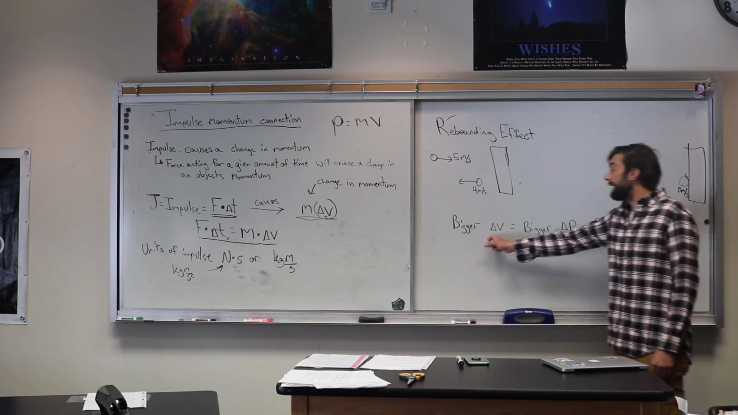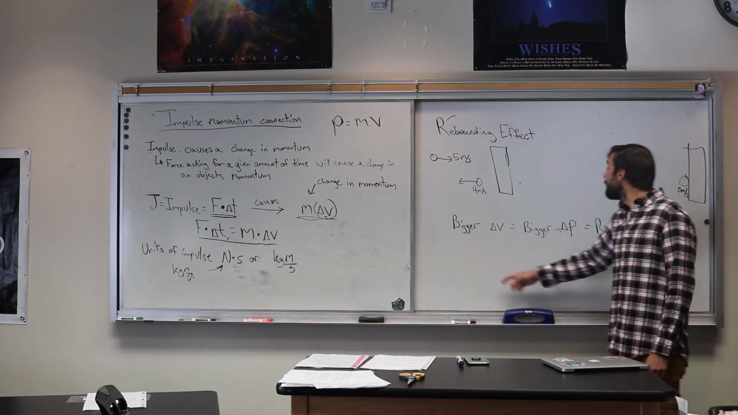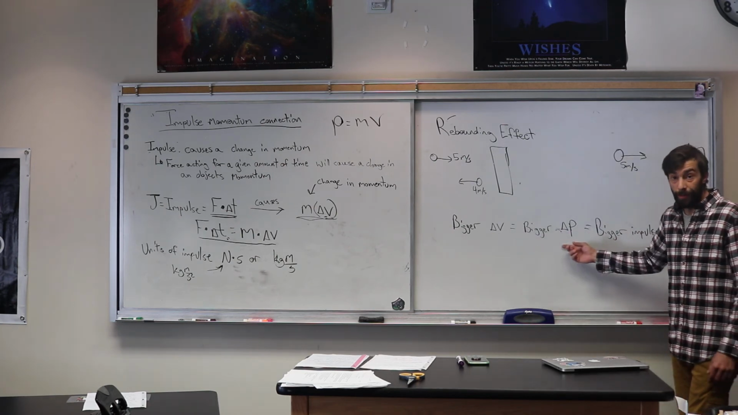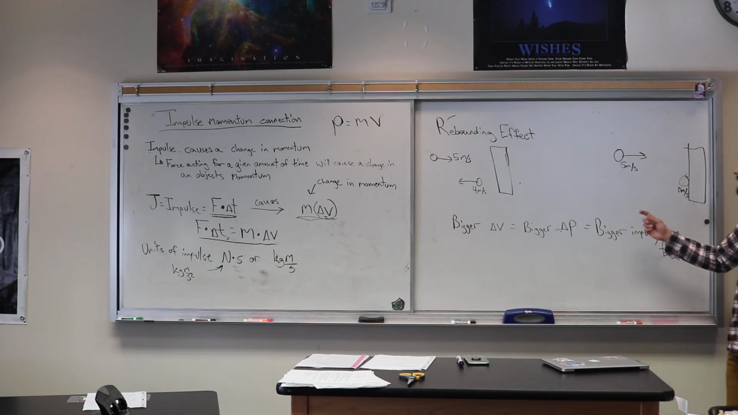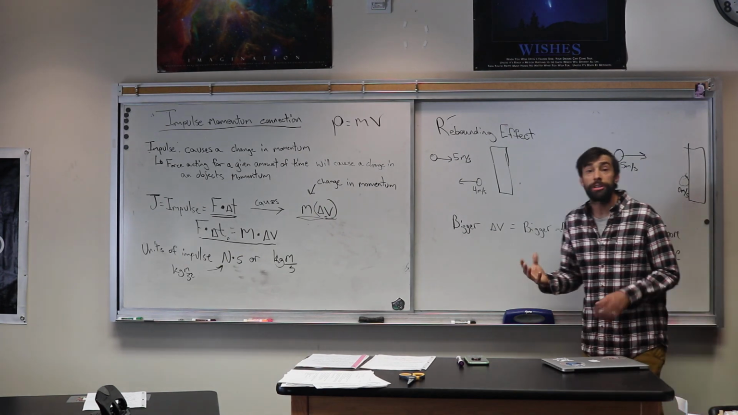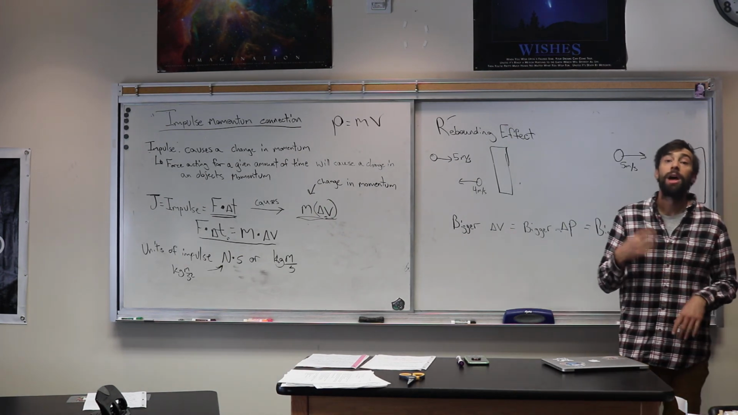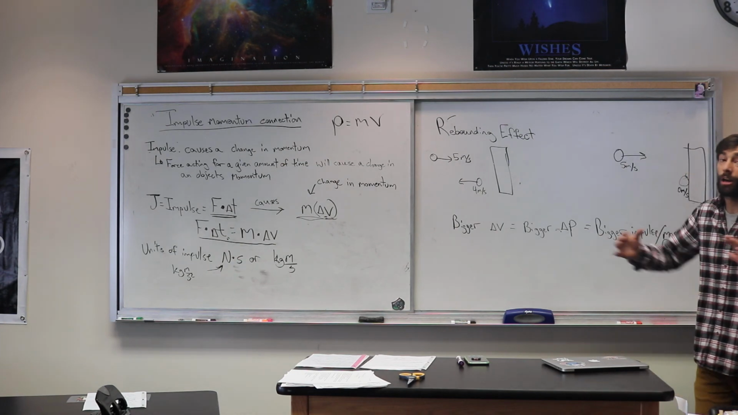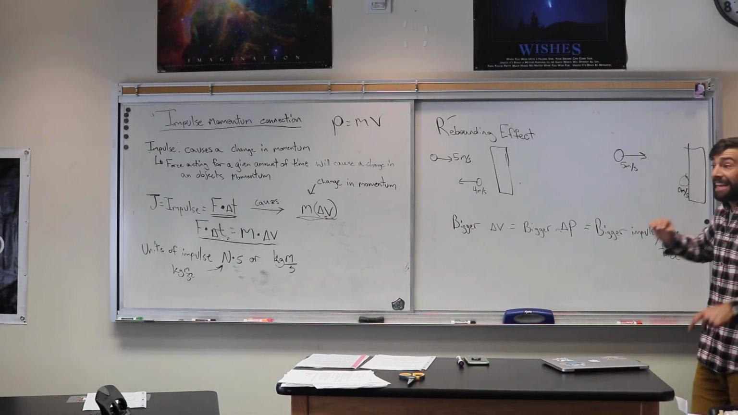If I have a bigger change in velocity, I have a bigger change in momentum, which gives me a bigger impulse, more force. And again, this is another reason that cars are designed to crumple on impact, because we don't want our cars to be firm and then just bounce.